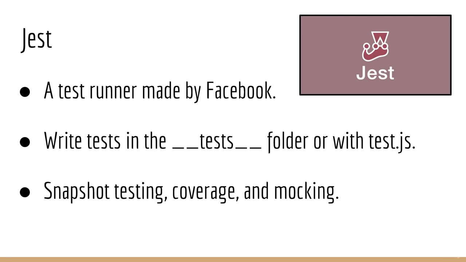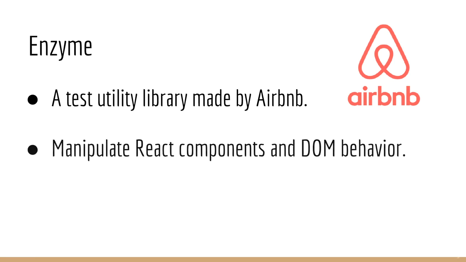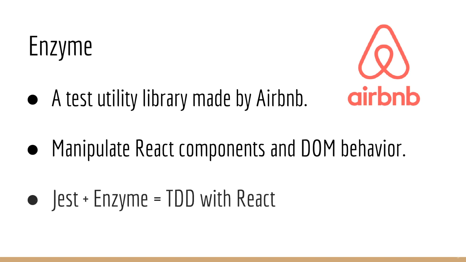Next, we have a library called Enzyme by Airbnb. Enzyme is a testing utility library for React that will allow us to work with specific components. It gives us a lot of power. It allows us to test the effects of things like user and DOM behavior like a click or typed input. And it gives us the ability to find specific items in the component itself. With Jest and Enzyme as a pair, we'll have the power to fully test our React applications.